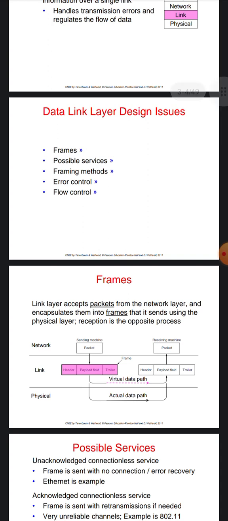Now there are some issues related to the design of the data link layer. What are those issues? Generally 5 types of issues are related with the design of the data link layer. The first one is frames, second one possible services, third one framing methods, fourth one error control, and fifth one flow control. Frames, possible services, framing methods, error control, and flow control.